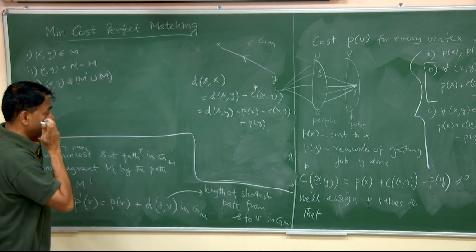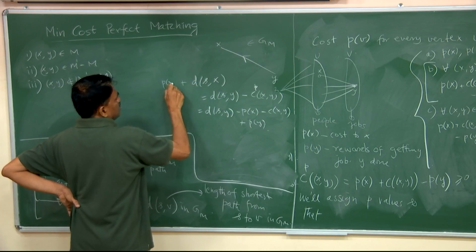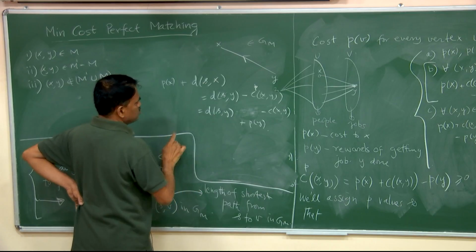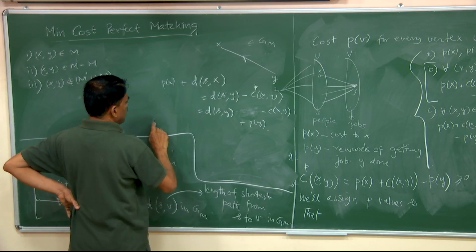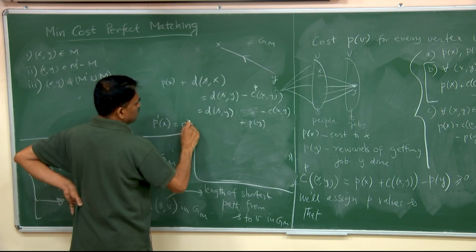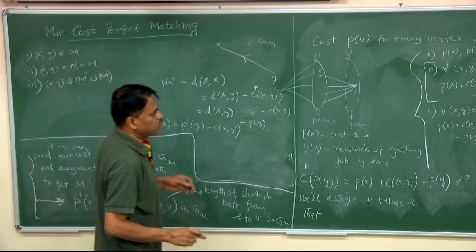This boils down to whatever you were doing. So this px I added here, right? So this is my p prime x is equal to p prime y minus cxy, and that's what I wanted.